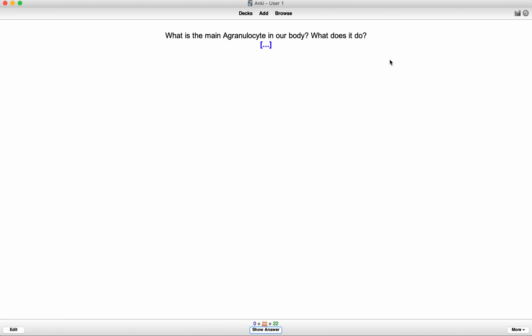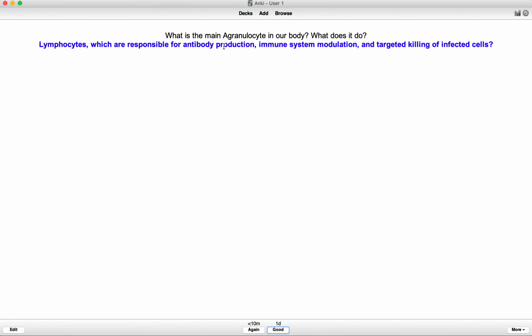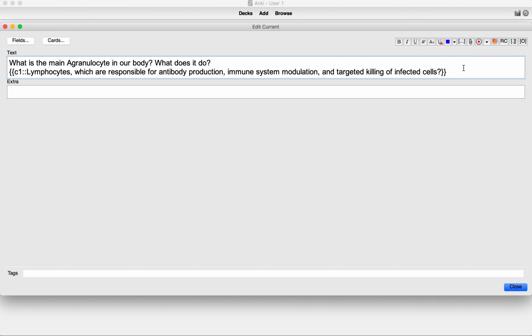The main granulocyte in our bodies are lymphocytes and is involved in... I keep forgetting this. Lymphocytes involved in killing virally infected cells and antibody production and mounting an immune response. I'm going to put that there for some reason.